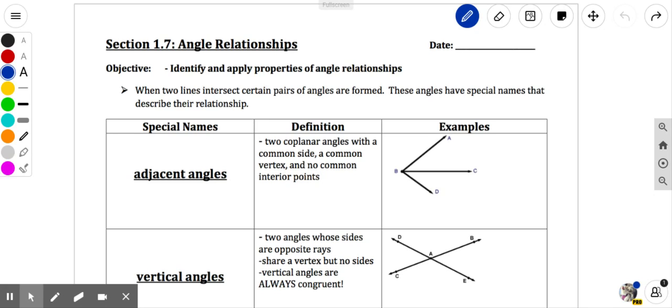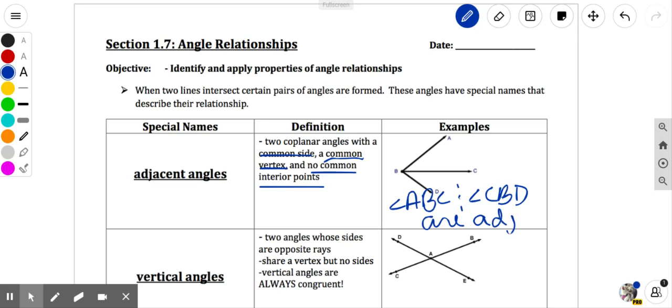Two angles are adjacent if they have a common side, a common vertex, but no common interior points. So basically they're just next to each other, right up against each other, and that's it. So if you look at angle ABC and angle CBD, those would be adjacent because they share this side and they share this vertex. So let's write that. Angle ABC and angle CBD are adjacent.